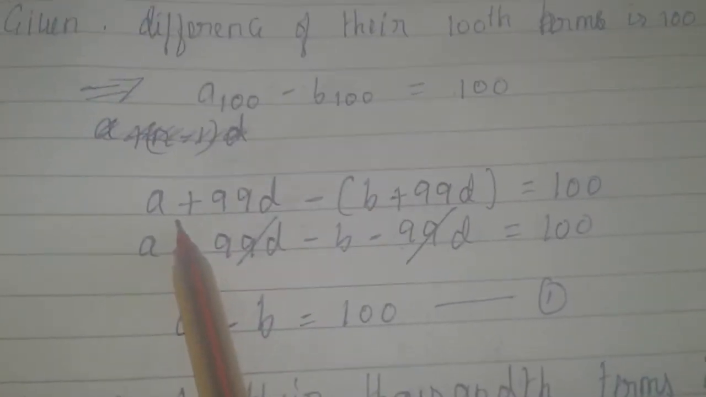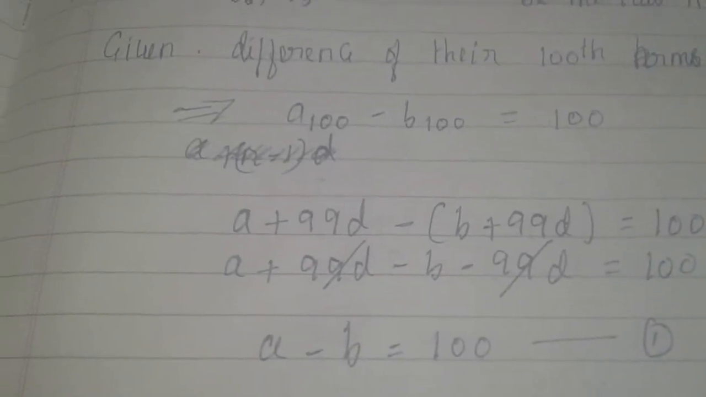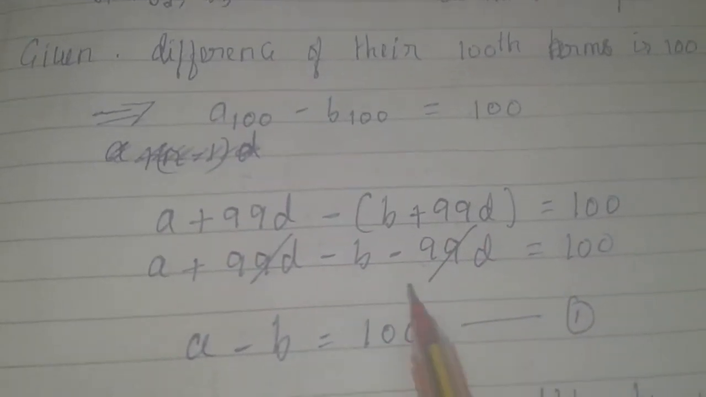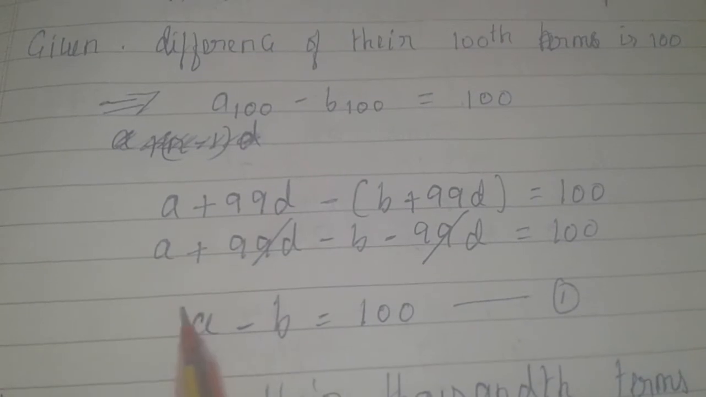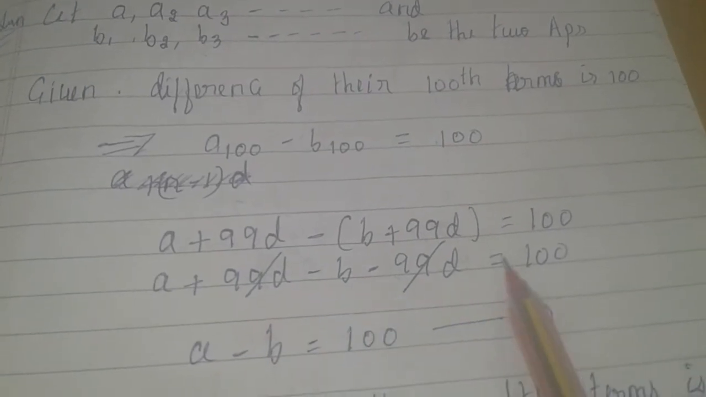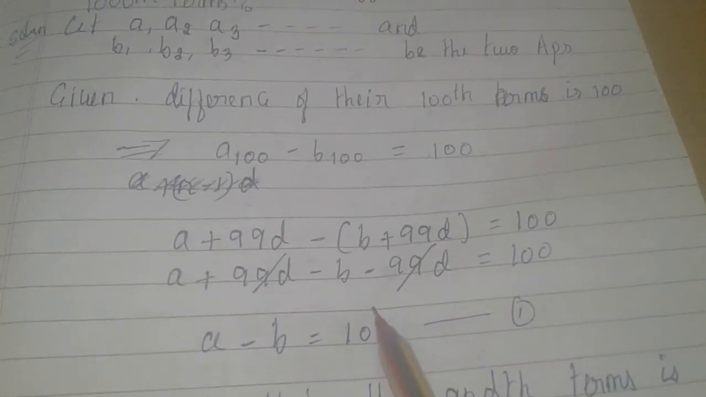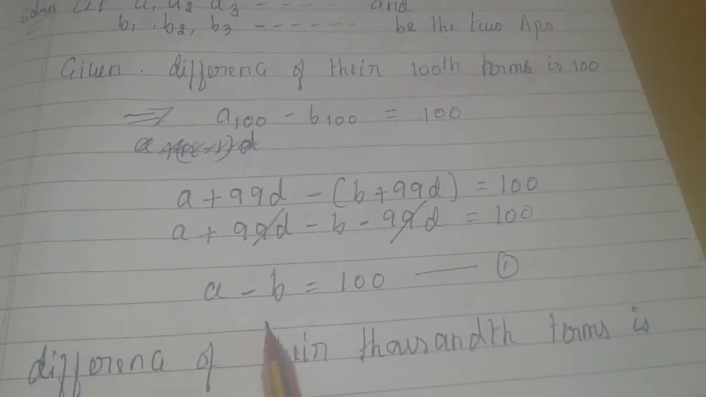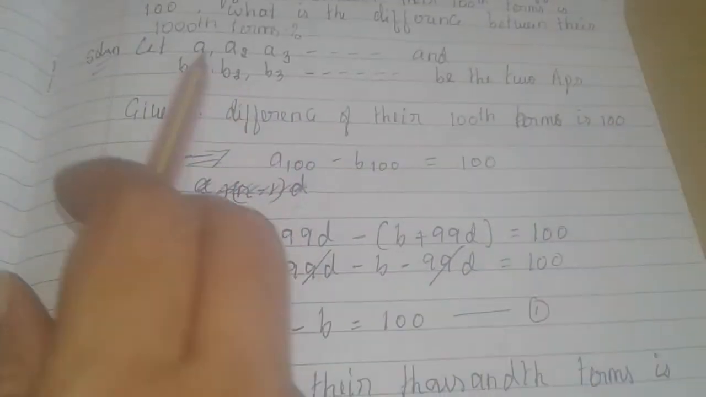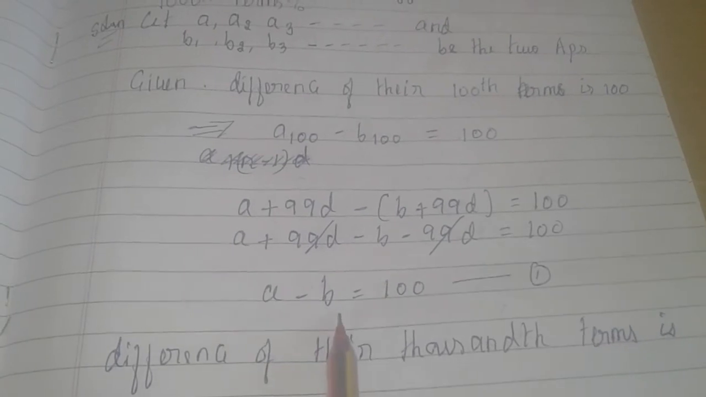Now expand this: (A plus 99D) minus, bracket open, (B plus 99D) equals 100. Why do we have to open the bracket? Because it is a binomial. Now open the brackets and simplify: A plus 99D, minus into plus is minus, so minus B minus 99D equals 100. You can see that 99D and minus 99D get cancelled, so what remains is A minus B equals 100. So we got one equation in two variables, where A is the first term of the first AP and B is the first term of the second AP. So the difference of the first terms is 100.